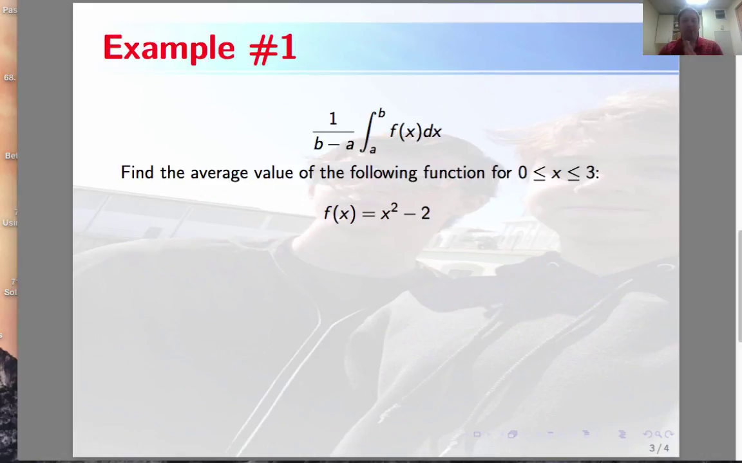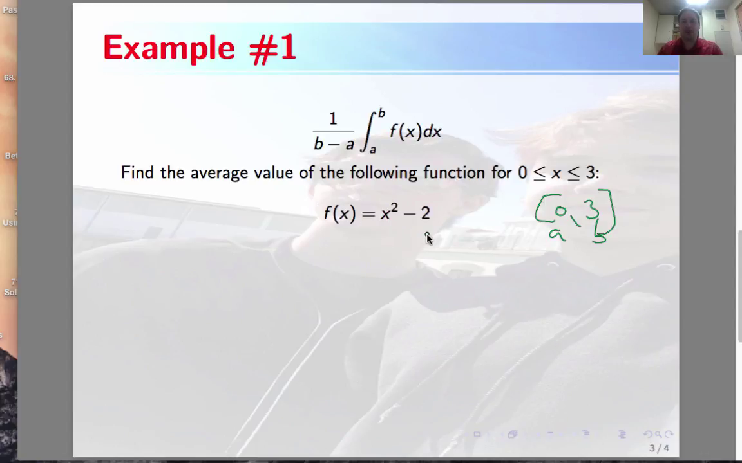Okay, so let's just do some examples. Can you please find the average value of this function, f of x equals x squared minus 2, on the interval from 0 to 3? This is one way to write an interval, right? This means that our interval is bracket 0, comma 3. So a is 0 and b is 3.